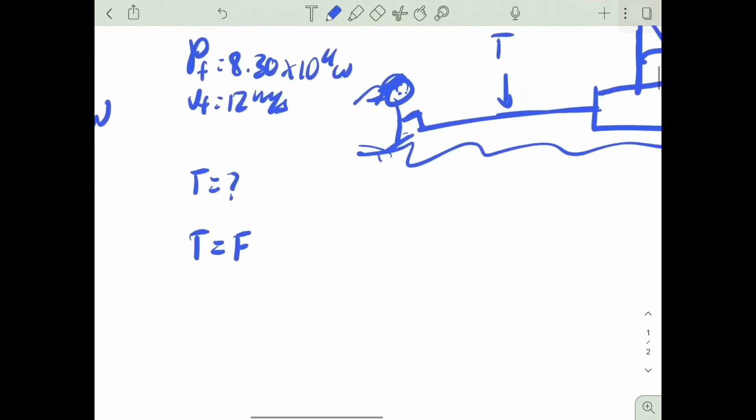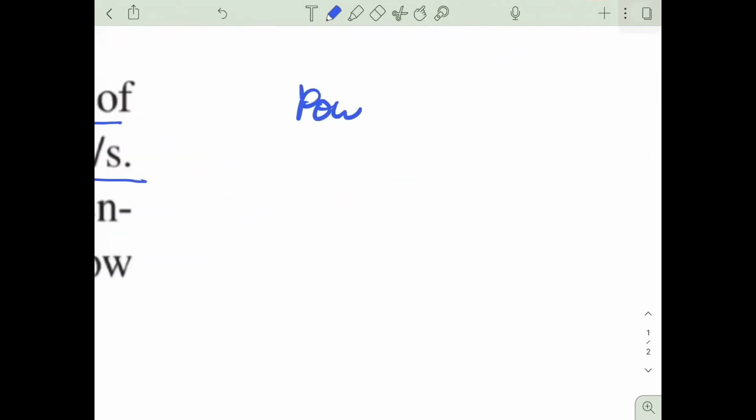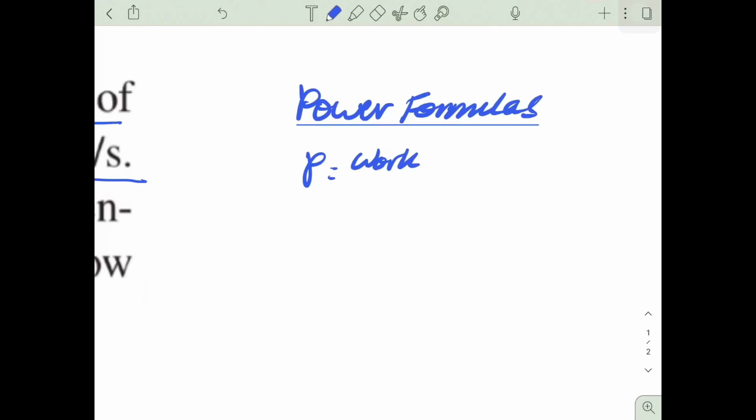Now, there is a set of power formulas for these power problems, and they're very simple, but they can go a long way. You can extend them, but minimize them. We know that power is work over time, which in this case can just be labeled as W over T.